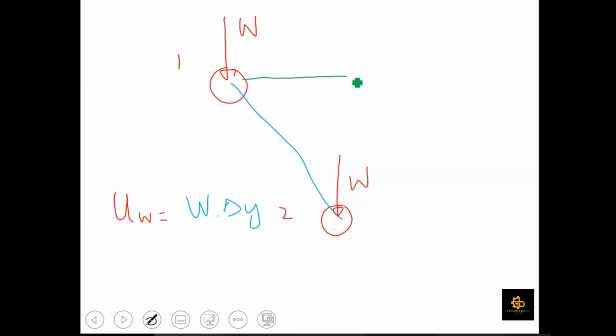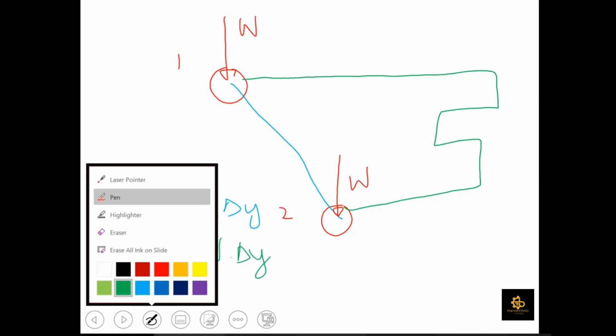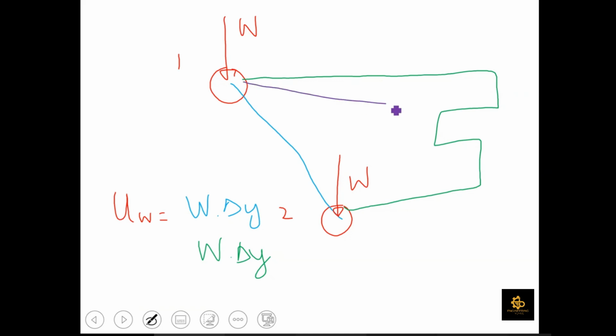मैं कहता हूँ ये पार्टिकल बजाय ब्लू पाथ फॉलो करने के इस ग्रीन पाथ को फॉलो करते हुए इस पोजीशन 2 तक पहुंचा है। ठीक है, in that case what should be the work done? Same. W delta y. Similarly, if you have moved this particle using the third path, which is shown to you here, purple, again the work done is going to be W times delta y.